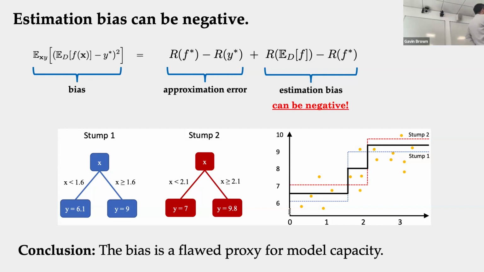The conclusion that we draw from this is that talking about the bias as if it were the strength of the model, the capacity of the model, is flawed, because your approximation error is the true measure of model capacity. It is the performance of the best possible model within your defined class of models.